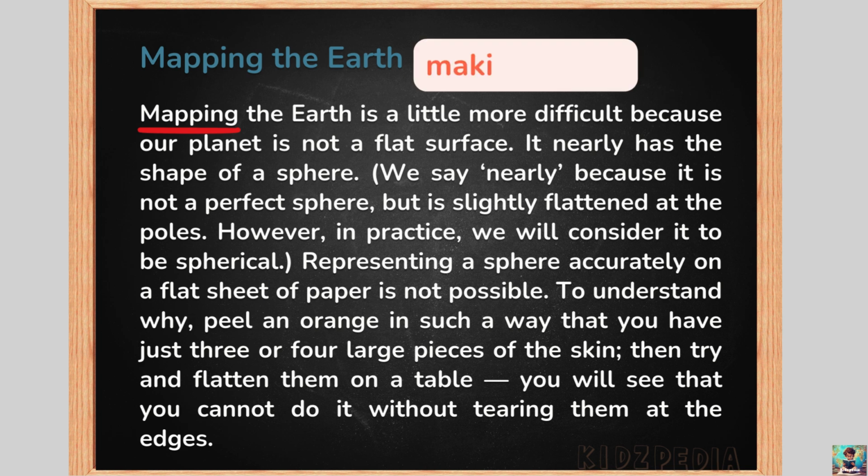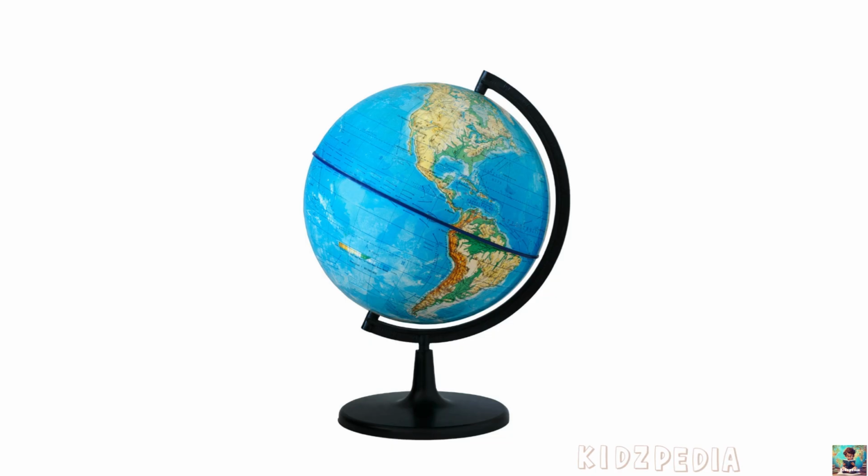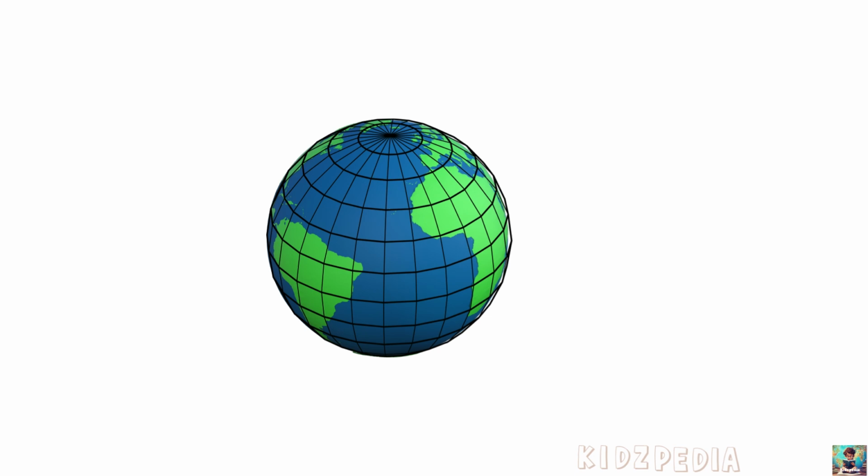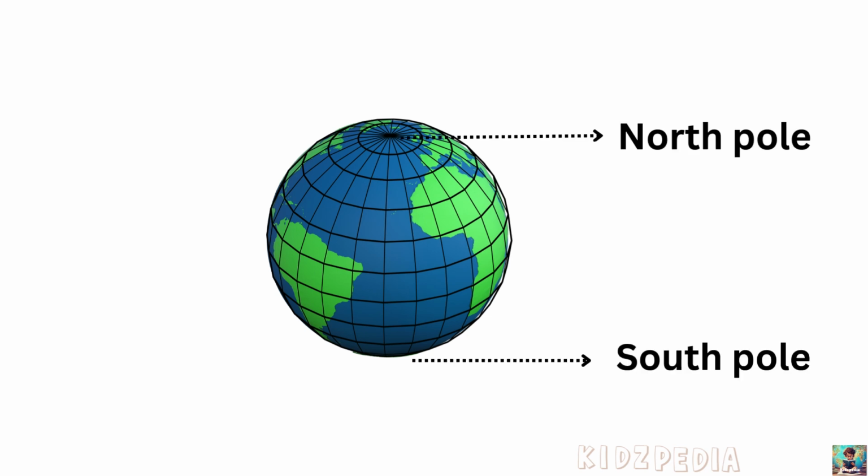Mapping means making a map. Mapping the Earth means making a map of Earth. Mapping the Earth is not easy because our planet is not flat. It is shaped like a sphere, just like a football or a globe. And Earth is not a perfect sphere. It is a little flat at the top and bottom called the poles. But to make things simple, we usually say it is a round sphere.